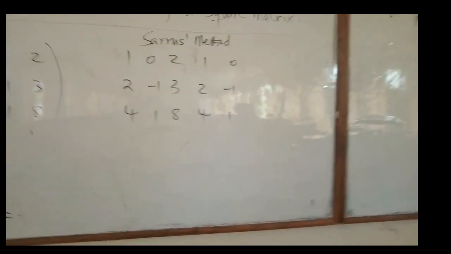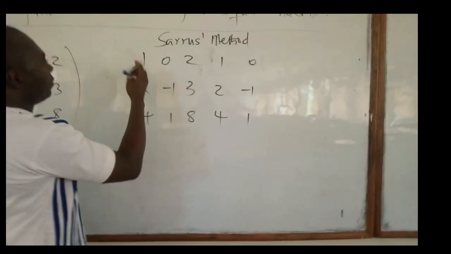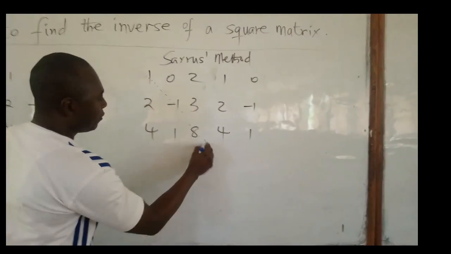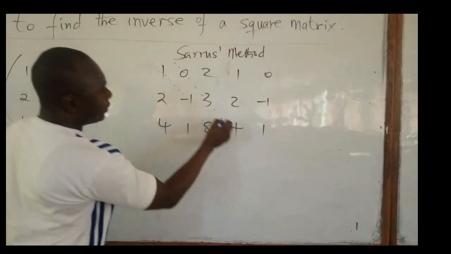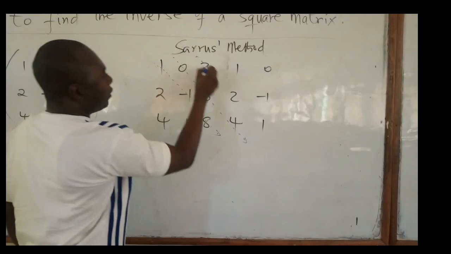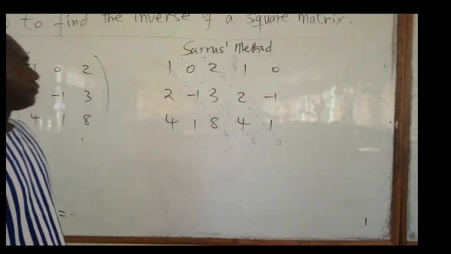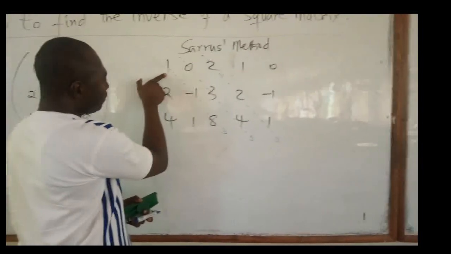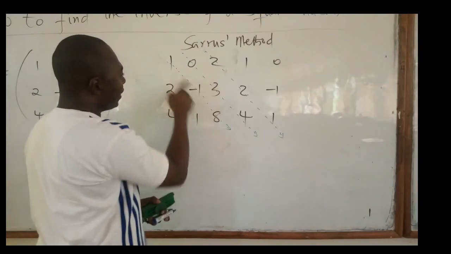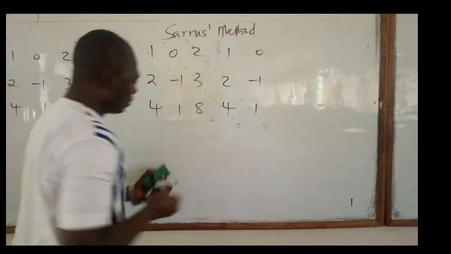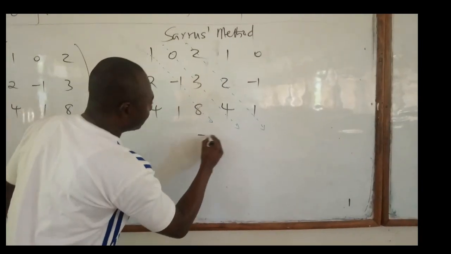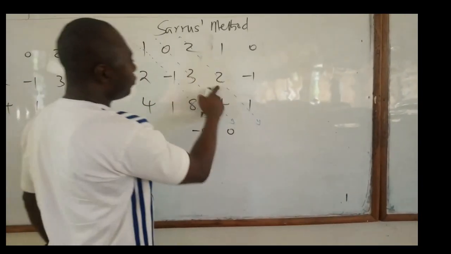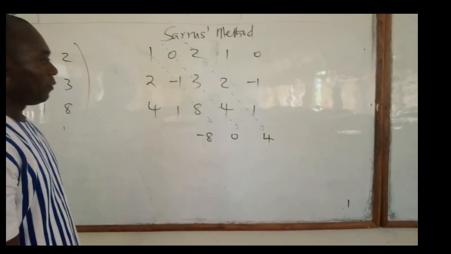When you do this, then you use a different marker. You draw an arrow to pass through these elements, and then draw another arrow to pass through these elements, and then this way. Now, when you finish, you are going to find the product of 1, negative 1, and 8 and write the answer here. So this one will give you negative 8. And then 0 times 3 times 4 is 0. 3 times 2 times 1 is 4. You have it here.